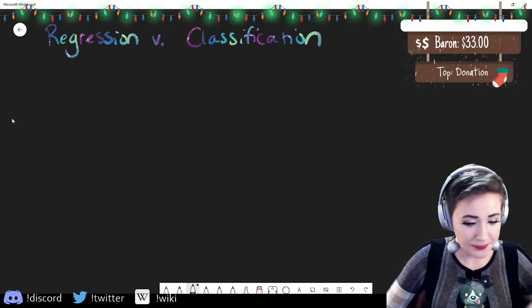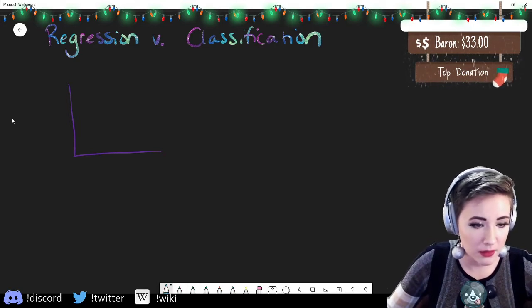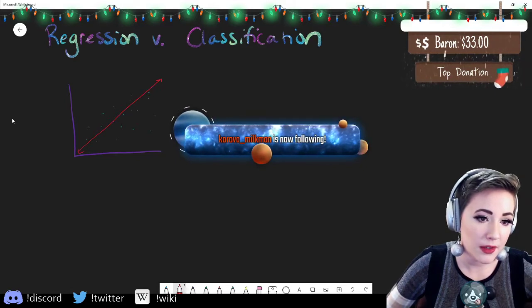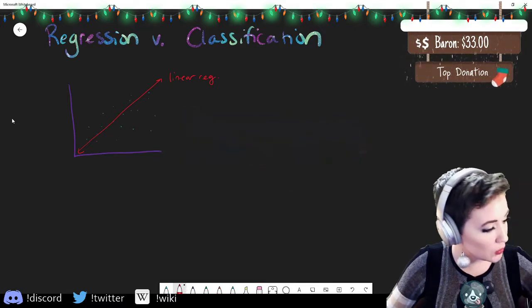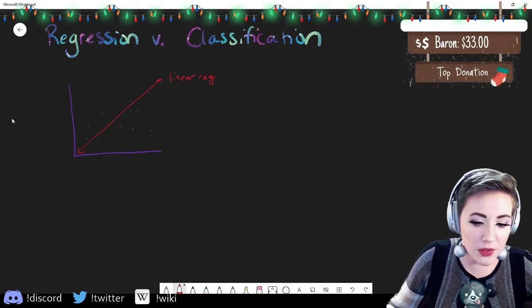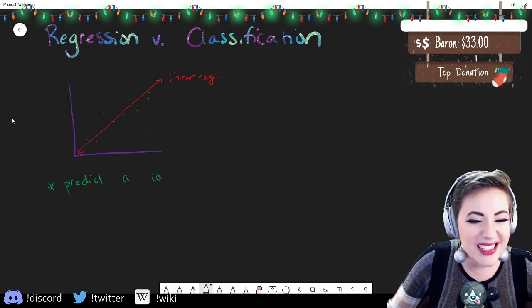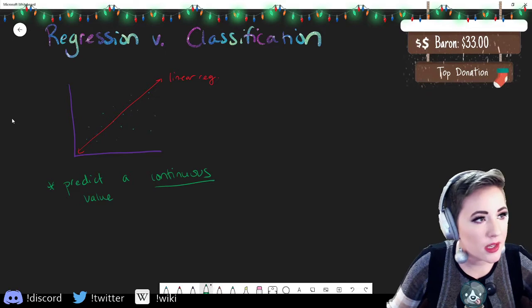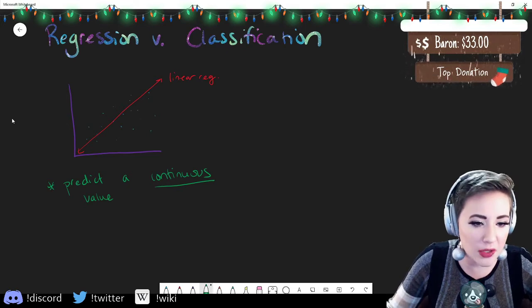So we talked about linear regression, right? This is where we had all of our nice data points, and we were trying to predict, I'll say this is linear reg. Thank you for following, Korova Milkman. The important thing to remember is we're trying to predict a continuous value. So that means things like temperature, weight, price, things that have a numerical value that is not a category.